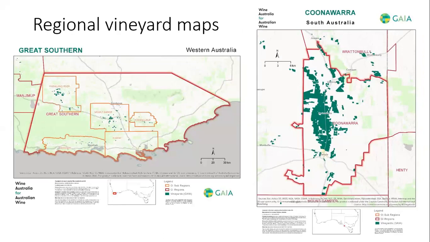The second output of the National Vineyard Scan is that we've been able to take those vineyard locations and produce maps. These are a couple of examples where you can see how the vineyards are distributed around their particular GI. If people are interested, you can download these maps. At the moment, they are contained within our National Vintage Report on our website, but the plan is to upload them individually on the website as well, so you can download them all.